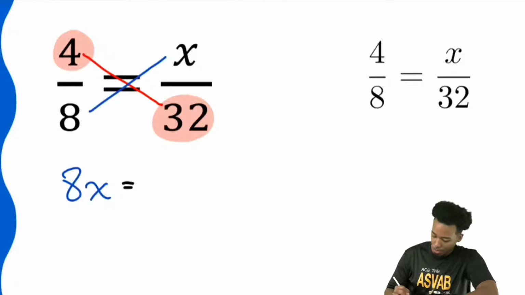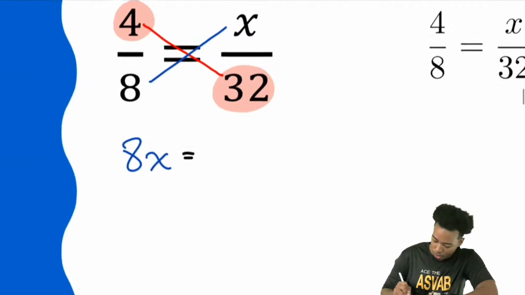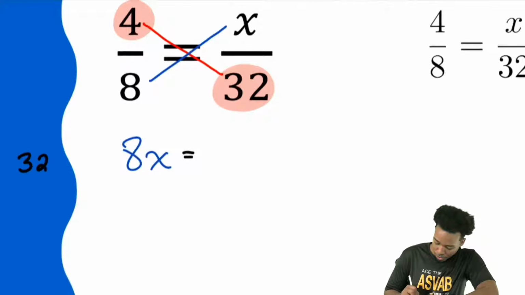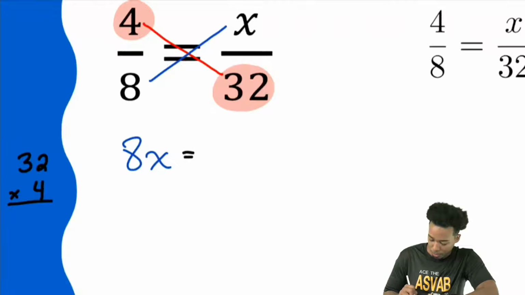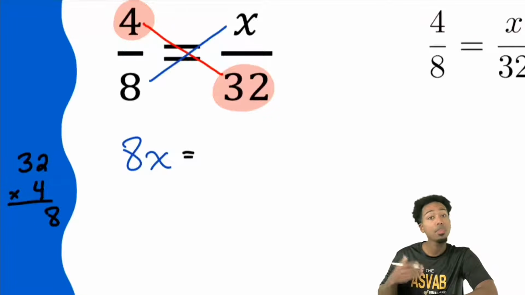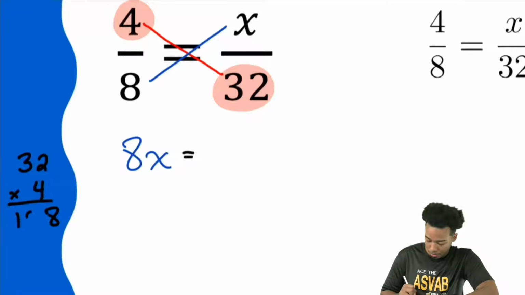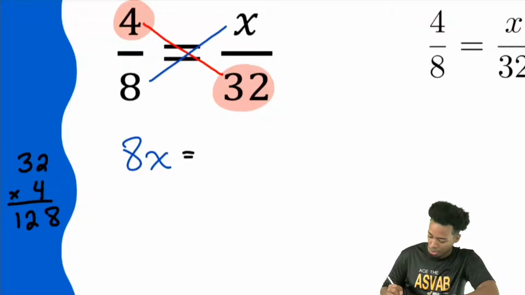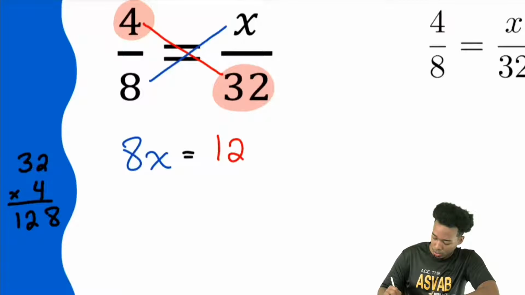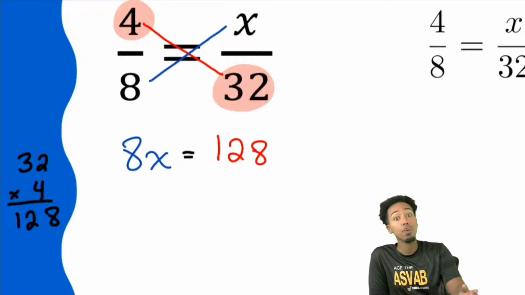But right now, we have 4 times 32. If you need help on that, no worries. We can do that right over here. 32 times 4. 2 times 4, that's going to be 8. And then 3 times 4, that'll be 12. Not too crazy, still very manageable. And we have 128.